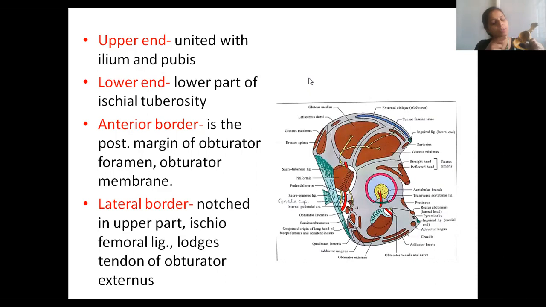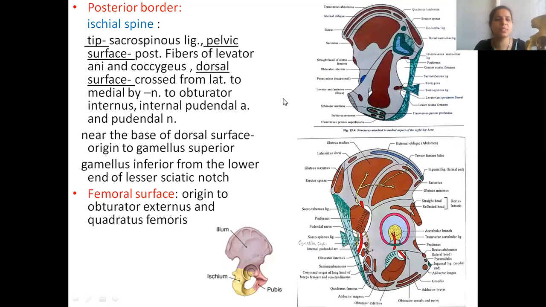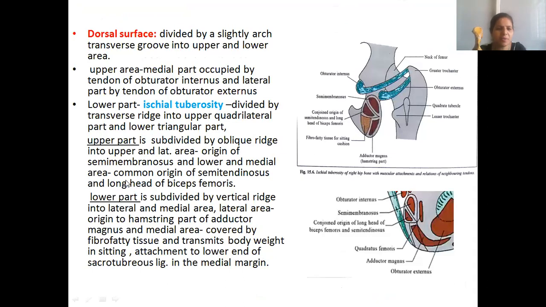Lateral border is outside, right? It's not in the upper part. So much I already told you. Let's not confuse you with unnecessary things. Posterior border also I have shown you and explained. Okay, then I'll show you the attachments also and we will discuss. Femoral surface, what are the various muscles coming, we will discuss, right?